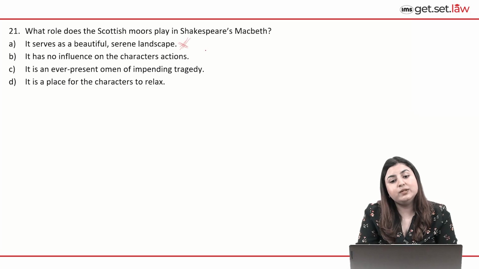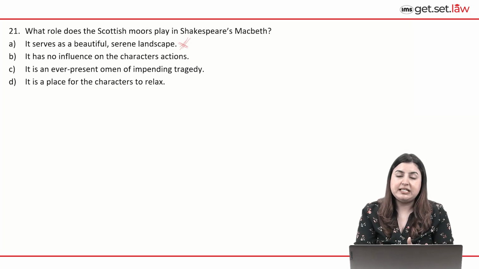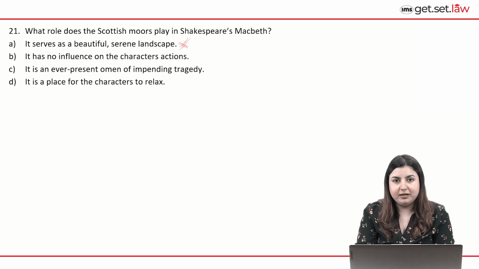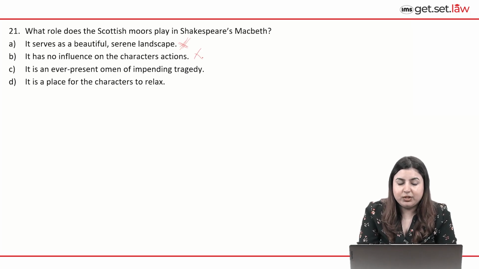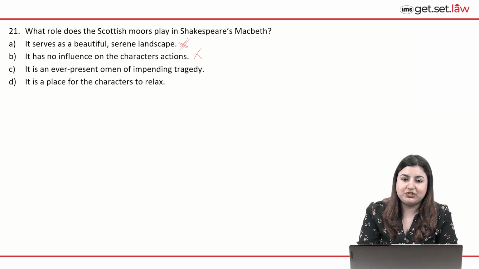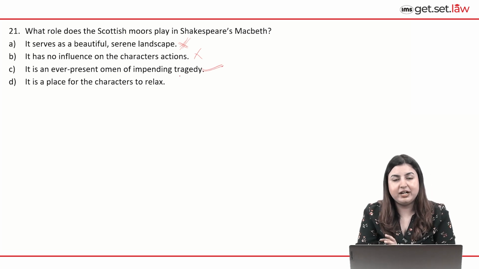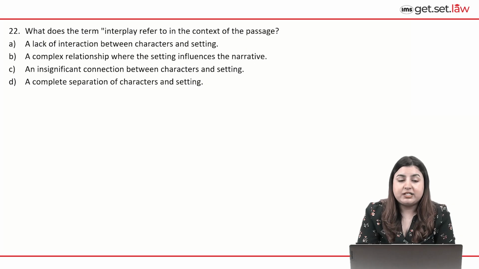B, it has no influence on the character actions. Again, if we have to choose this option, we are literally invalidating the author's opinion here because the passage is written to emphasize the impact that the setting has on character actions and development. So, B is out. C says it is an ever-present omen of impending tragedy. This was also given in the last part of the passage, right? So, this is a correct option. D says it is a place for the characters to relax. Again, running contrary to the idea mentioned. C is the correct option. Look at the next question.